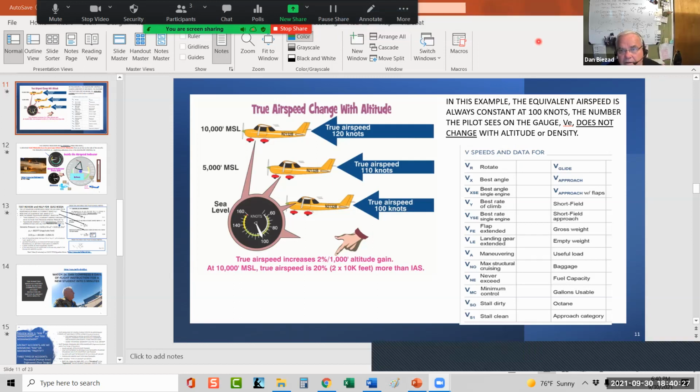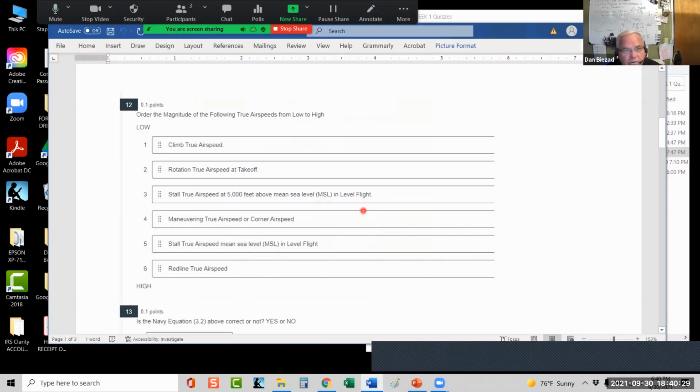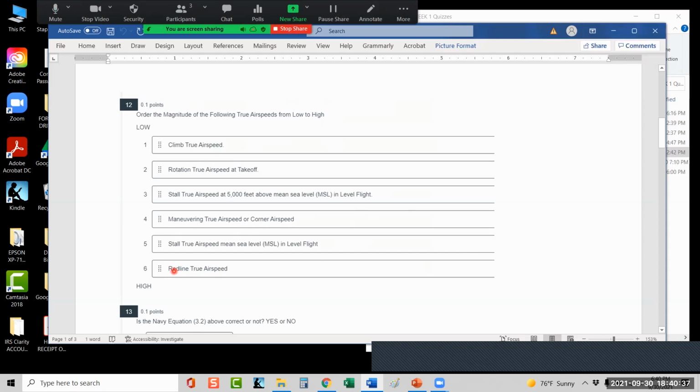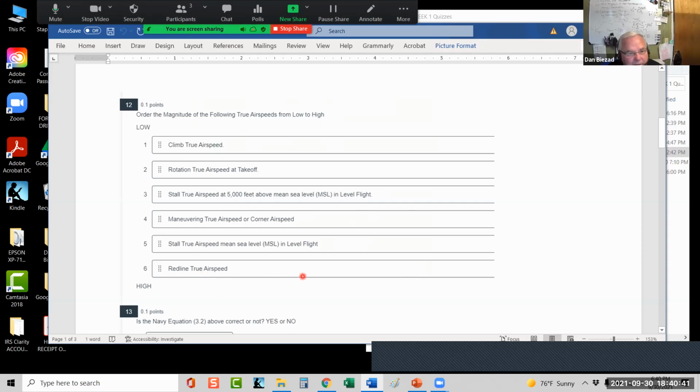Let me go back. Okay, so let's look at this number 12 that you're talking about. So let's look at these airspeeds. Well, now you know obviously red line is the last one, right? Yeah. Okay, so what's the lowest airspeed? The lowest airspeed has been when he's taking off. Yeah, right. He's taking off.